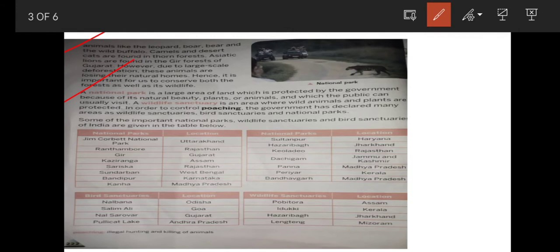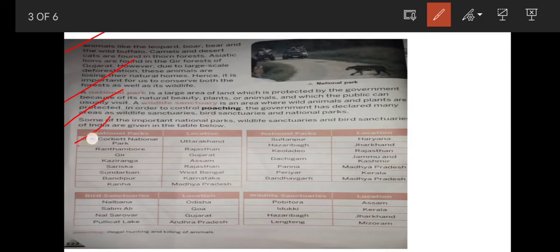A national park is a large area of land which is protected by the government because of its natural beauty, plants or animals, and which the public can usually visit. A wildlife sanctuary is an area where wild animals and plants are protected. In order to control poaching, the government has declared many areas as wildlife sanctuaries, bird sanctuaries and national parks. Some of the important national parks, wildlife sanctuaries and bird sanctuaries of India are given in the table below.